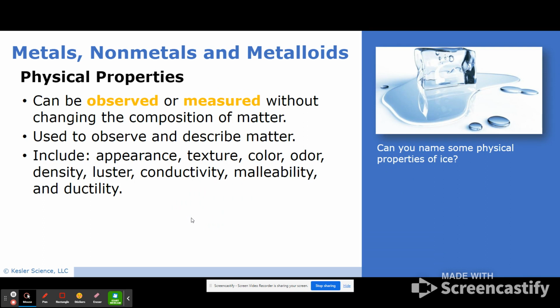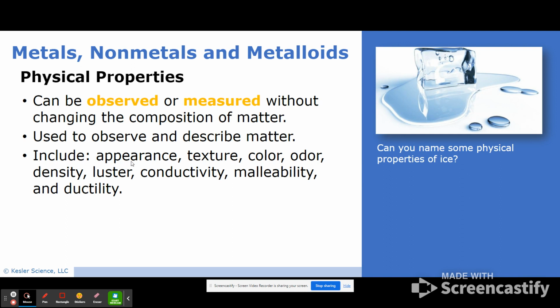All right, so metals, nonmetals, and metalloids. Let's review what a physical property is. Physical properties can be observed or measured without changing the composition of the matter. We've been talking about physical properties since like third grade, so you should be pretty confident of what it is. You don't change it at all. That would be a physical change. You're simply using your senses to identify something's physical properties.